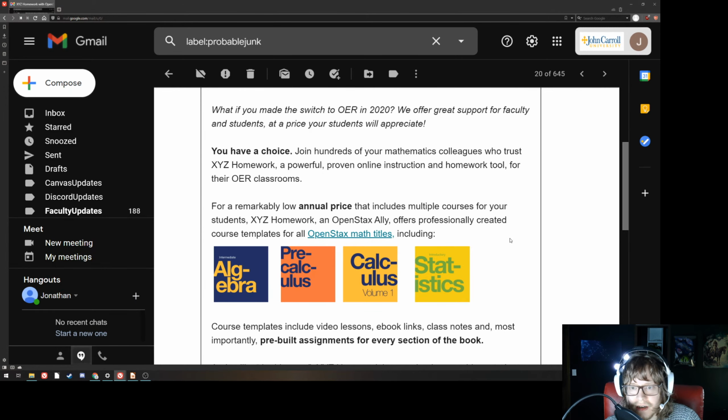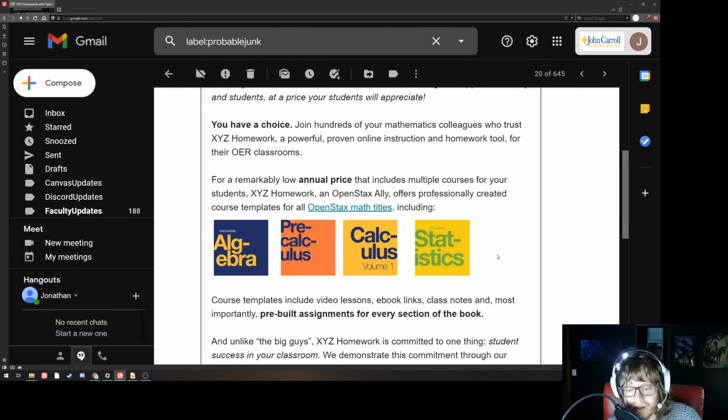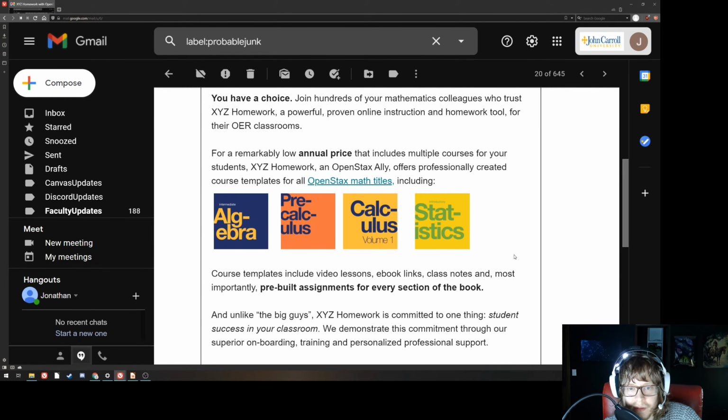Now, they said hundreds of mathematics colleagues, which sounds kind of unimpressive to me, considering there are thousands of mathematics institutions across the country. But okay, I'll give them that. It's a good explanation of their value, except that it hasn't really told me why they're better. It's just told me that it's an online instruction and homework tool, of which there are obviously dozens and dozens and dozens. "For a remarkably low annual price that includes multiple courses for your students, XYZ Homework, an OpenStax ally, offers professionally created course templates for all OpenStax math titles, including," and then a list of a few.